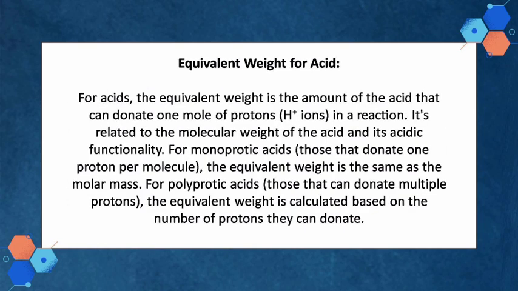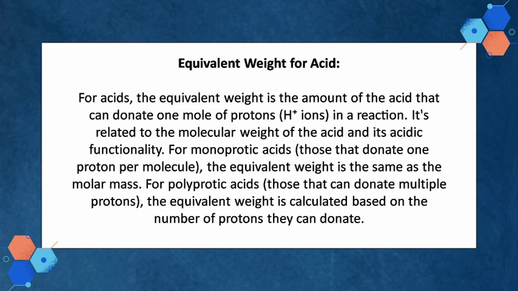Equivalent weight for acid. For acids, the equivalent weight is the amount of the acid that can donate 1 mole of protons, H+ ions, in a reaction. It's related to the molecular weight of the acid and its acidic functionality. For monoprotic acids, those that donate 1 proton per molecule, the equivalent weight is the same as the molar mass. For polyprotic acids, those that can donate multiple protons, the equivalent weight is calculated based on the number of protons they can donate.